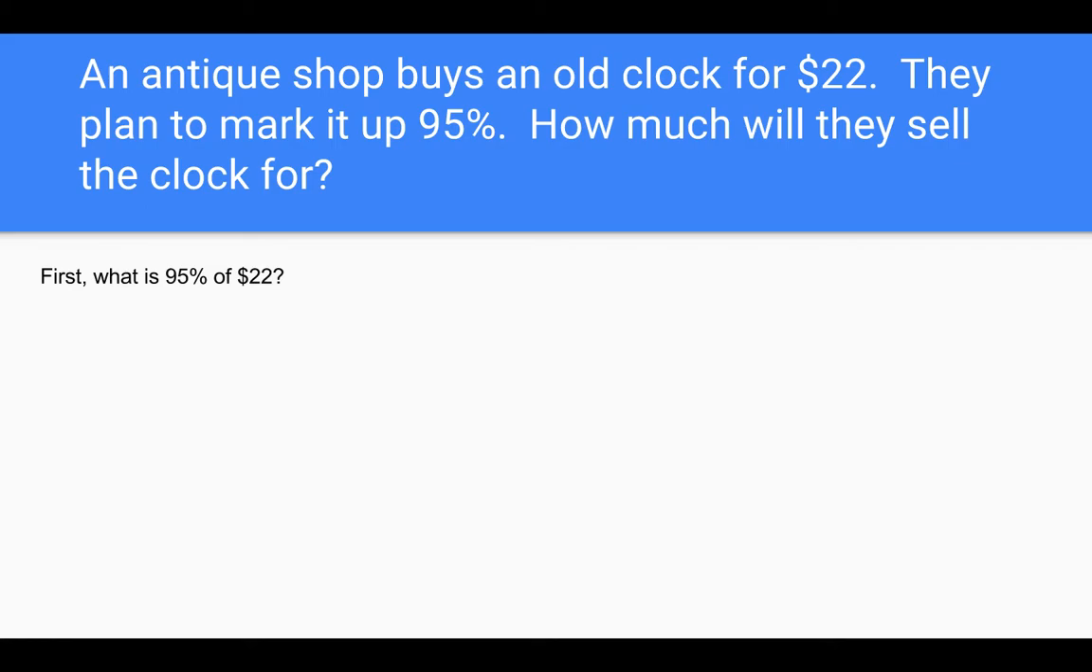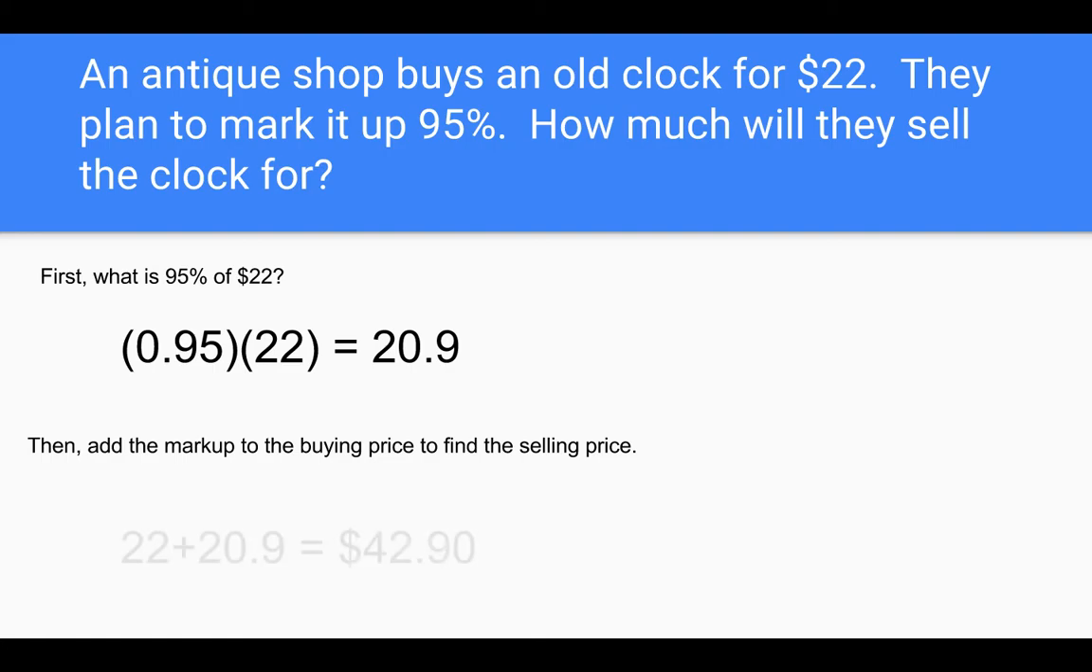First, we need to know what is 95% of 22. Finding percent of a number is always a multiplication problem. So we're going to take 95% as a decimal, 0.95, times 22, and the answer to that is 20.9. So to figure out what they're going to sell the clock for, you're going to take the $22 that they bought it for and add the markup of 20.9, which is $20.90, and you end up with a selling price of $42.90.